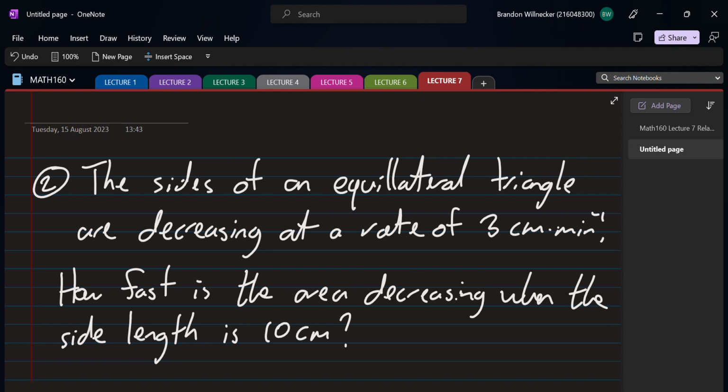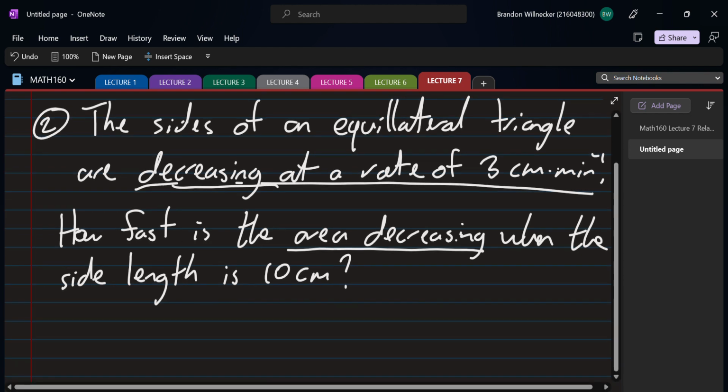Okay, again we've got this related rate. So we want to know how fast the area is decreasing, so that's one of the rates, and we know that the side length is decreasing, so that's the other rate, and we want to know how are they related to each other. So let's start off with how the area and the side length are related.